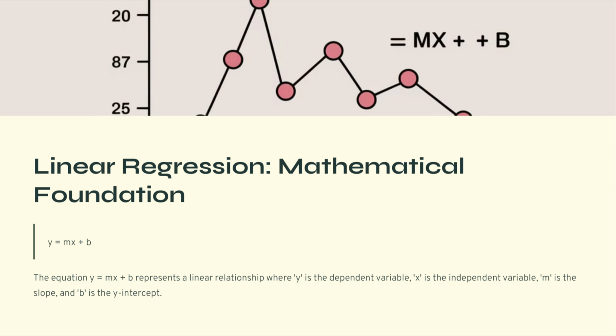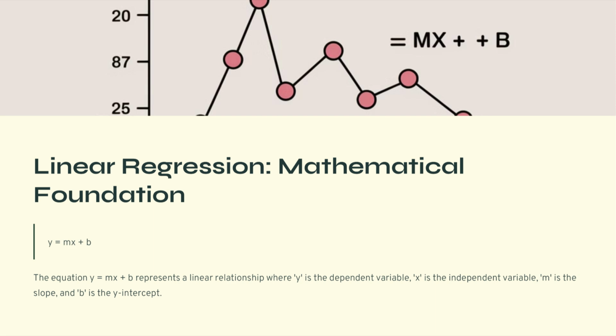The mathematical foundation of linear regression is based on a simple equation that represents a straight line, that is y = mx + b. Now let us understand what each component of this equation represents. The variable x represents the independent variable, also known as the input feature. This is the variable that we use to make predictions. The variable y represents the dependent variable, which is the value we want to predict.